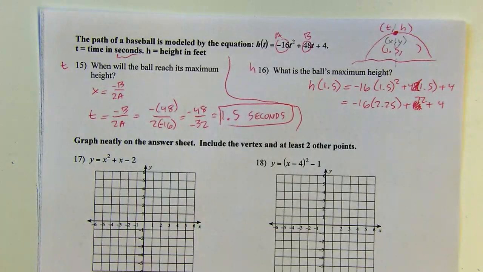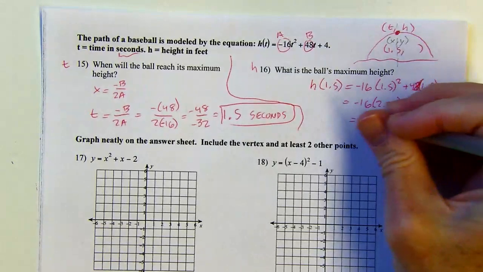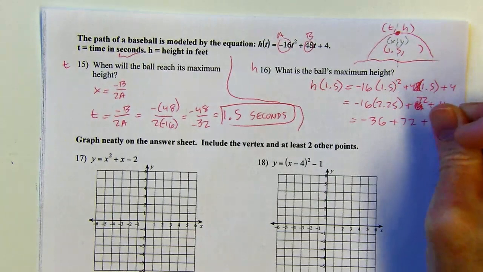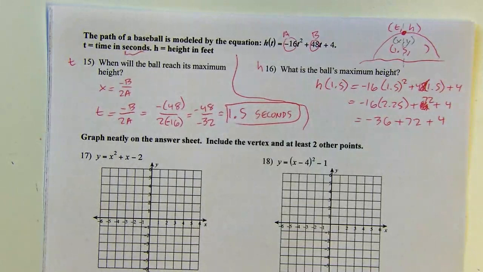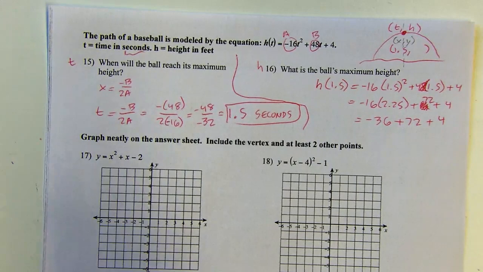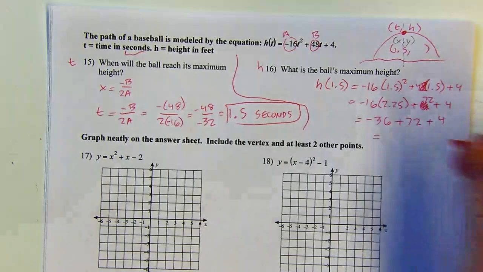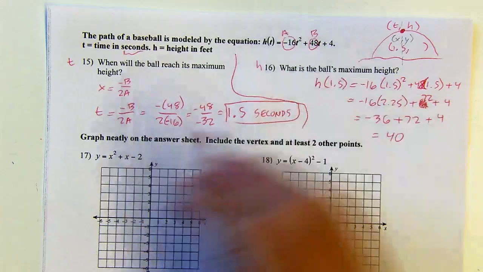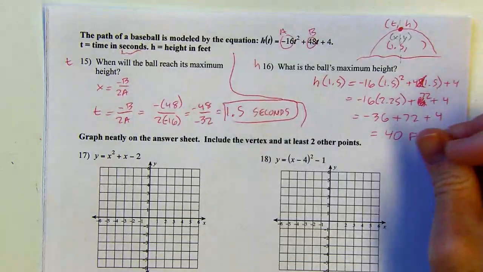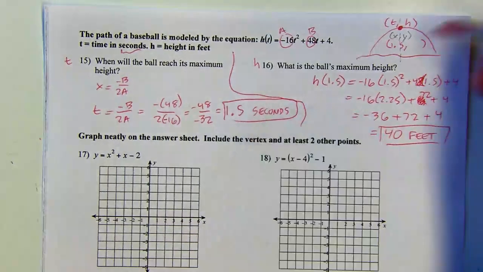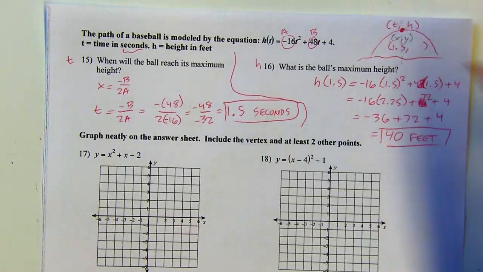So let's see, negative 16 times 2.25 is negative 36, plus 72, plus 4. So I got 36 plus 4, which is going to be 40. Okay, and this is the height, and my height is going to be in feet, so let's get those units in there. Okay, so at 1.5 seconds, it'll be at a height of 40 feet, and that's the maximum height.